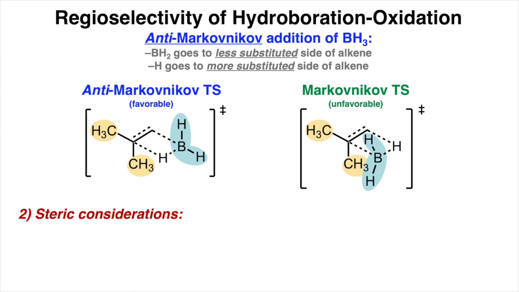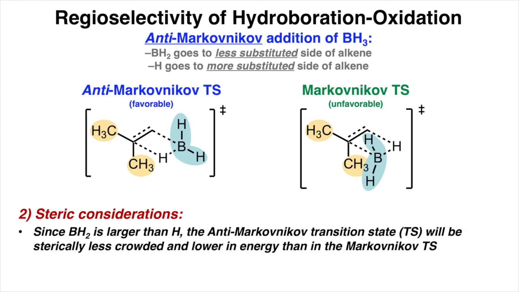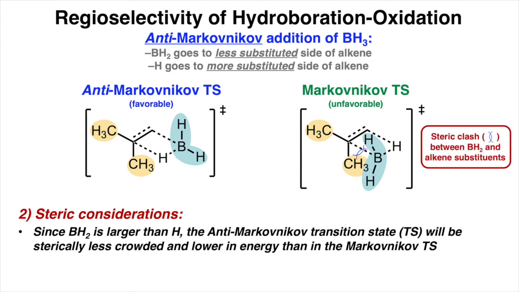Another reason why this reaction is anti-Markovnikov can be explained using sterics. Since BH2 is larger than H, the anti-Markovnikov TS is sterically less crowded and therefore lower in energy than that in the Markovnikov transition state. Notice in the unfavorable TS, there's a steric clash between the BH2, shown in blue, and the alkene substituents, shown in yellow.